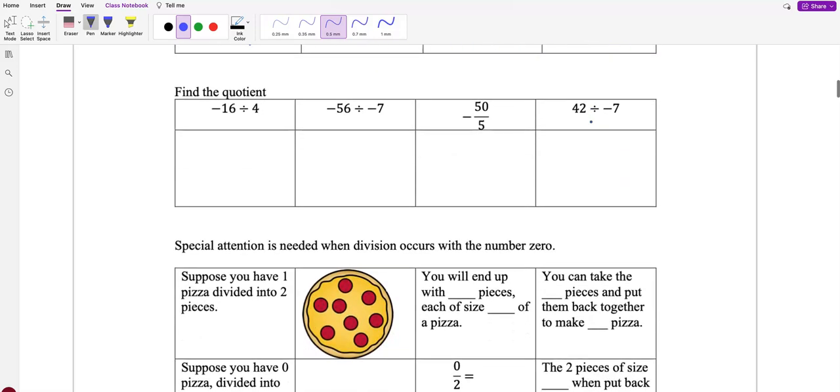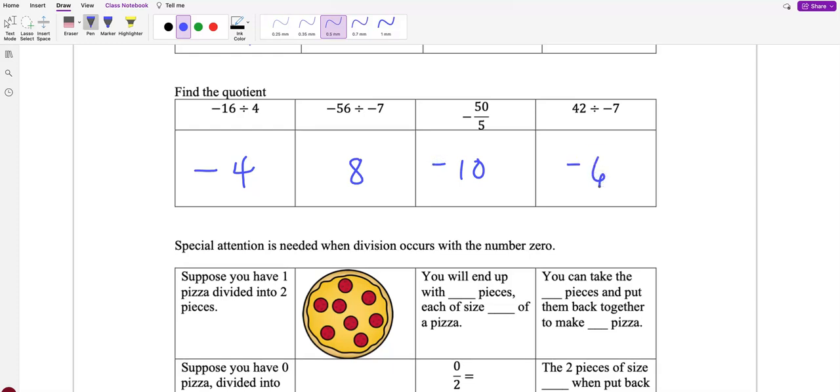If you look at this, decide up front. This is a negative number. 16 over 4 is 4. This will be a positive number. 56 divided by 6 is 8. This will be a negative number. Negative 10. This will be a negative number.